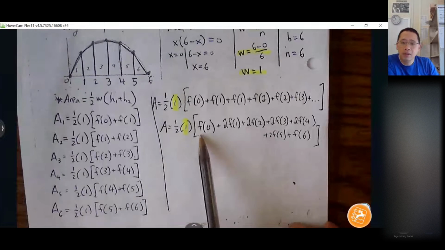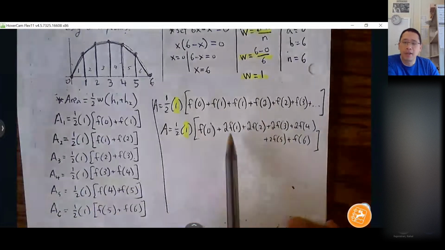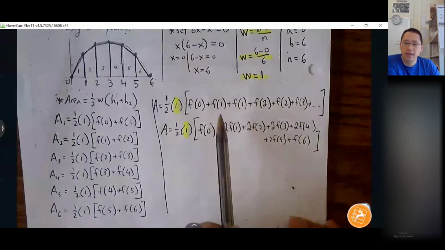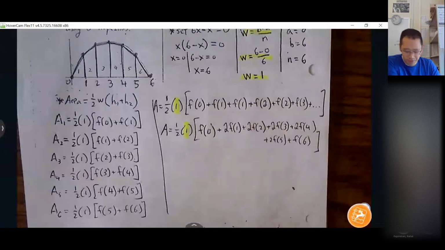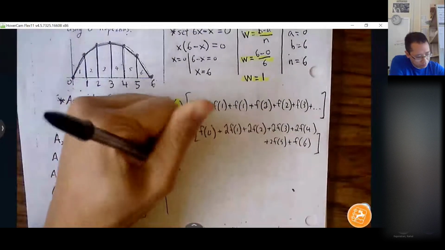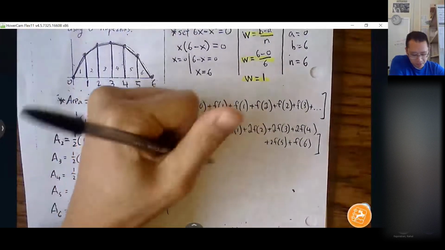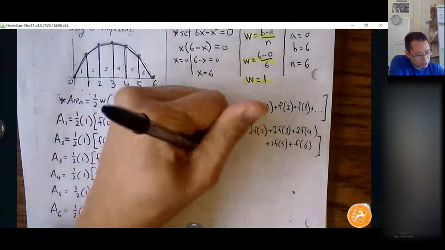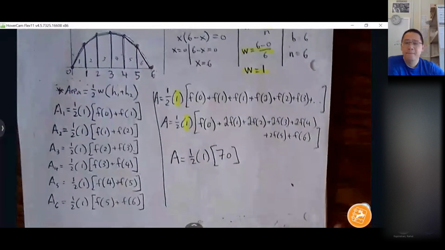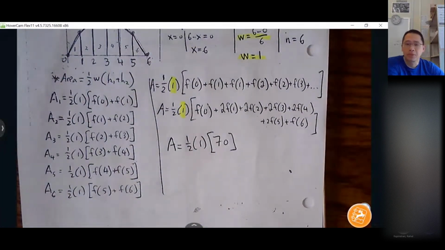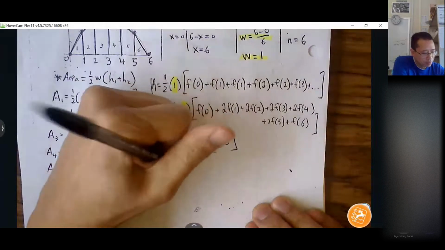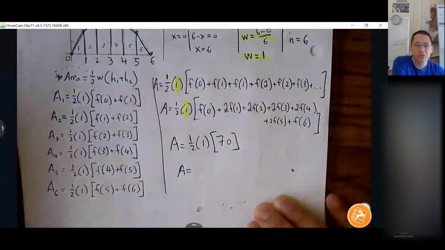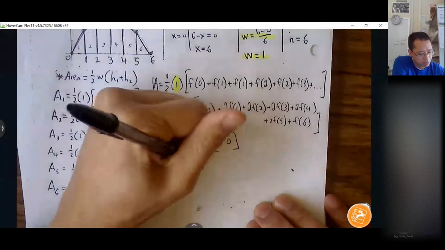If we were to spend the time to plug each of those y values into the function, we would just enter that into the calculator one by one. But we're going to skip that step and just say that it totals up to 70. All the heights will add up to be 70, divided by 2 is 35. So the area approximation using 6 trapezoids is going to be 35.